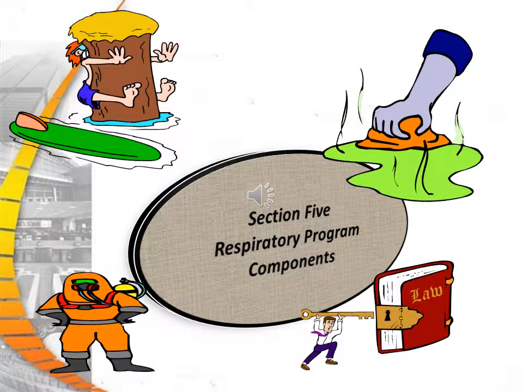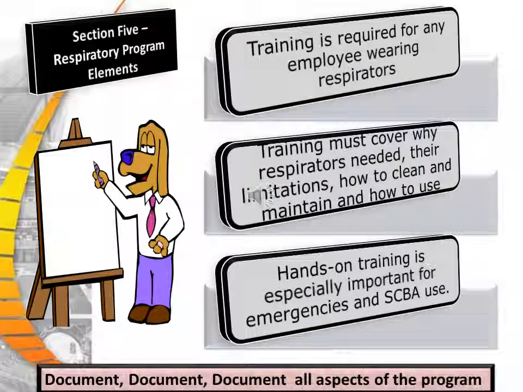Respirator program components. Section 5. Training is required for any employee wearing a respirator. Training must cover why the respirators are needed, their limitations, how to clean and maintain them, and how to use them. Hands-on training is especially important for emergencies and SCBA use. Remember, document all aspects of the program.